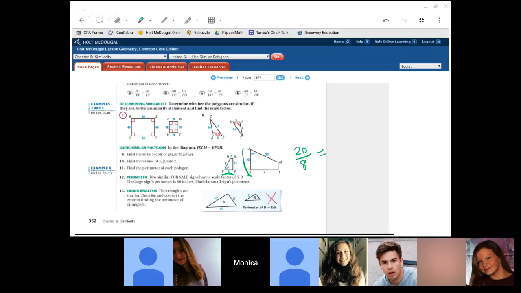Okay, and then Isabel, you also had a question about number 18. So for number 18, you're doing the scale factor of figure A to B, and that's 1 to X. So 1 should be from figure A, and X should be from figure B. So if you're going to flip it around and do it from B to A, then it would be X to 1, because X corresponds with figure B, and 1 corresponds with figure A. Does that help for that one?